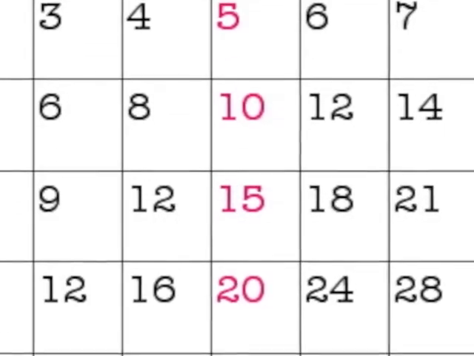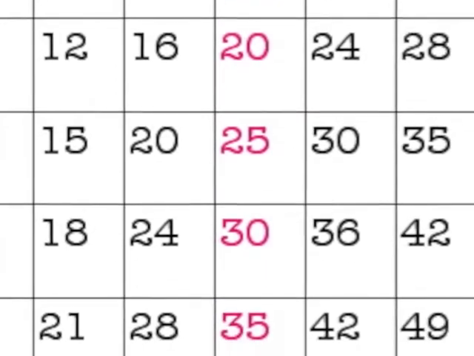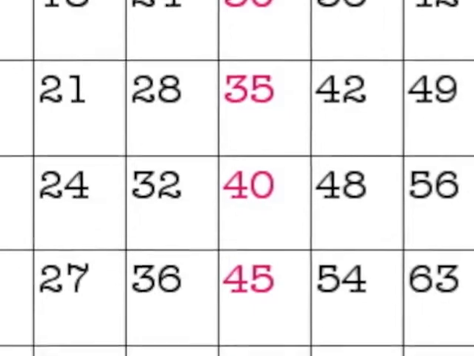Remember when we counted by 5s to 50? The pattern in the 1s place value was 5, 0. That's it. Say it again. 5, 0. And who can forget the 2s pattern?